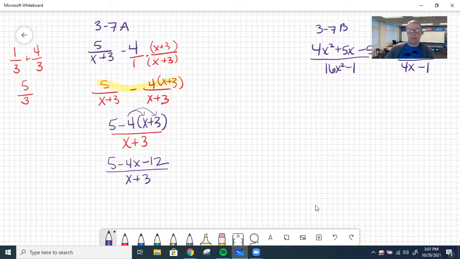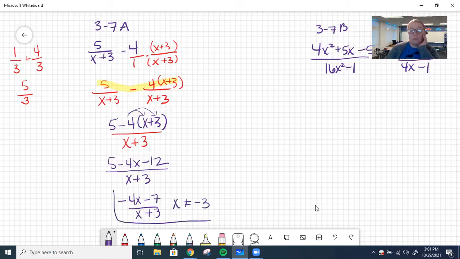And then I can simplify on the top. So I have -4x minus 7 over x plus 3. And we want to, again, wait a second. Yes, I did. Okay, sorry. We want to, again, include any excluded values. So when I look at my denominators, I cannot have x equal to -3.